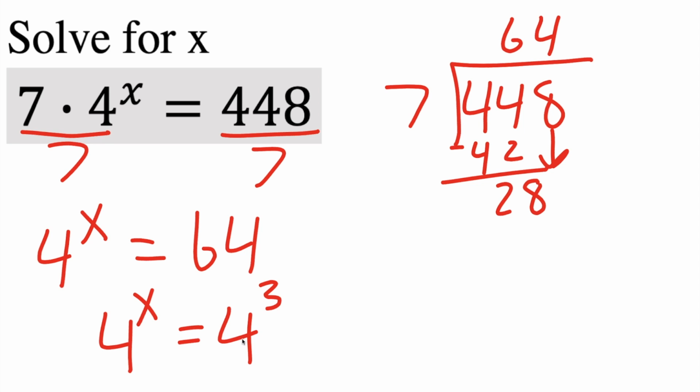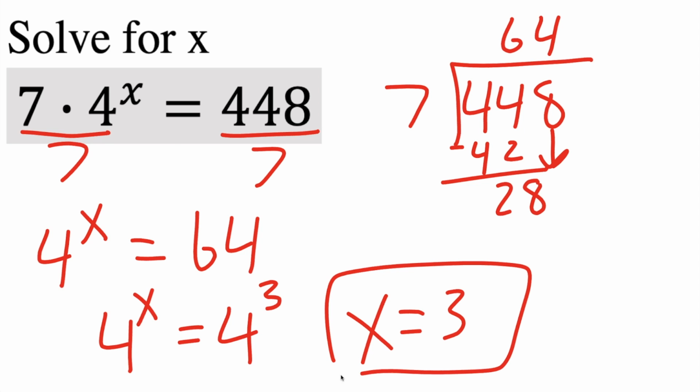So they're identical. The only thing different is the exponent. This one is raised to x and this one is raised to 3, but the bases are the same. If they're equal, that means the exponent must be the same. So x is equal to 3. And we can box in this answer.